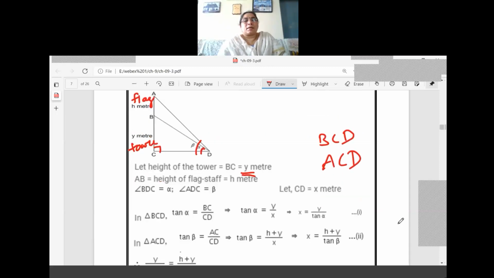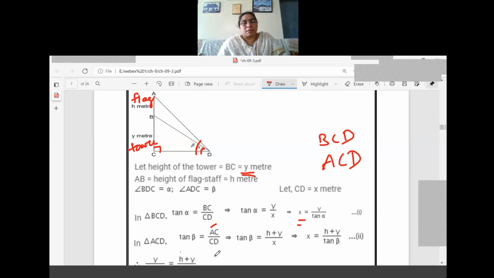Next, what is the tan alpha here? Opposite side by adjacent side. So BC by CD. So tan alpha equal to y by x. From this x value we take x equal to y by tan alpha. Cross multiplication, nothing else. And similarly, triangle ACD we have taken.